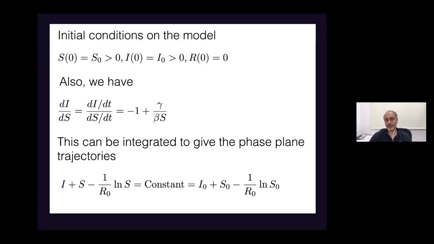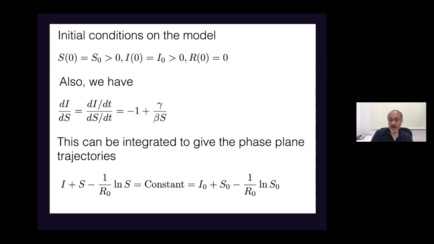You can look at these equations as dynamical systems with initial conditions S0, I0, R0, etc., and manipulate these equations in interesting forms. For example, look at dI/dS, which is dI/dt divided by dS/dt. And you can write it in the form minus 1 plus gamma over beta S. Just go back to the equation that I had earlier. And then integrate this to give you the phase plane trajectories.